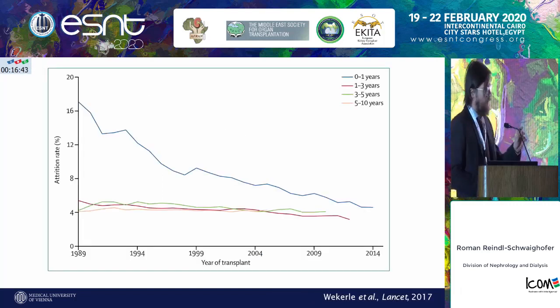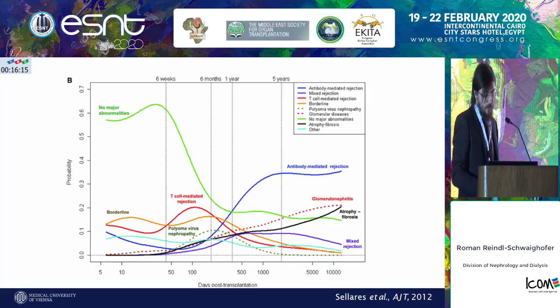When we look at the change in graft survival over the last decades, this is work from Thomas Wekerle from our institution, that nicely shows that acute rejection rates in the first year, that's the blue line, significantly decreased over the last 20 years with the introduction of highly efficient immunosuppression, especially focused on T-cell activation. But long-term graft survival remained more or less stable at a rate of 4% for every year after the first year, and this remains stable over the last 20 years.